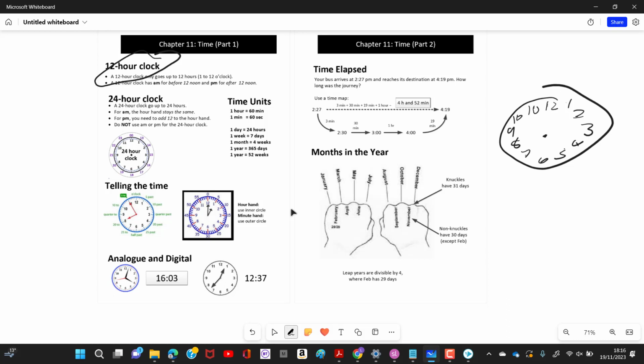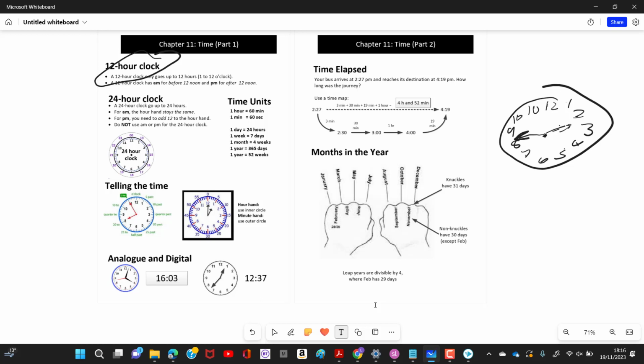You've got a small hand, which is the hour hand, and then you've got the big hand, which is the minutes. The hour hand's easy, but for the minutes, you must know your 5 times table. It goes up in 5s. If the big hand is pointing to 8, you do 8 times 5, which is 40. If the big hand is pointing to 7, you do 7 times 5, which is 35. So that's important.